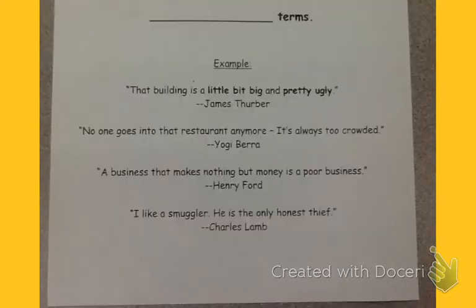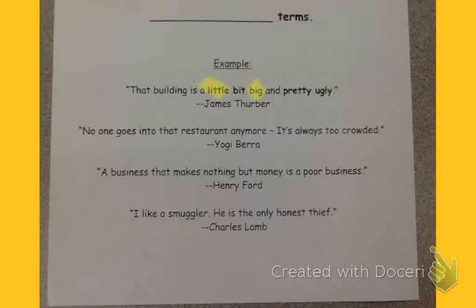For example, that building is a little bit big and pretty ugly. Well, how can something be little and big at the same time? Think about it. It really can't, which means we cannot take that phrase literally because it cannot happen in real life. So it's some sort of explanation of or description of that building. We have to think beyond the dictionary here. If the building is a little bit big, that means it's bigger than some things, but not other buildings.